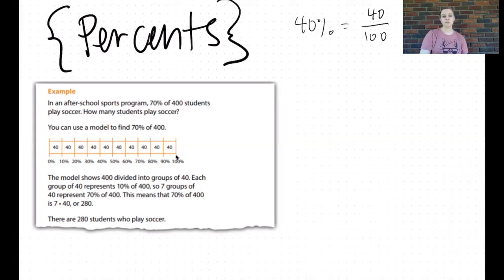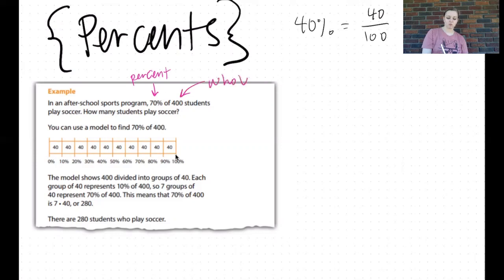Now, when we take a look at this first example, it says in an after-school sports program, 70% of 400 students play soccer. How many students play soccer? Okay. Now, that's a lot of soccer players, 70%. Okay. So I want to know the part, right? So it says 70% of the 400. This is the really, really important thing. In this case, 70%, right? That's basically the fraction, the percent that we're looking at. It tells me the fraction of students.